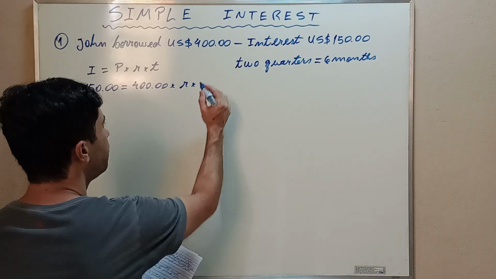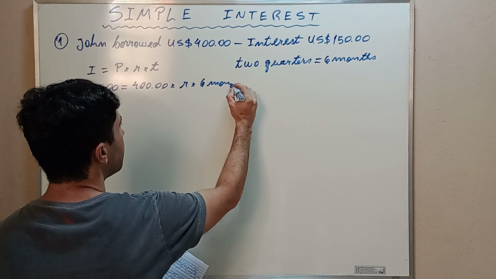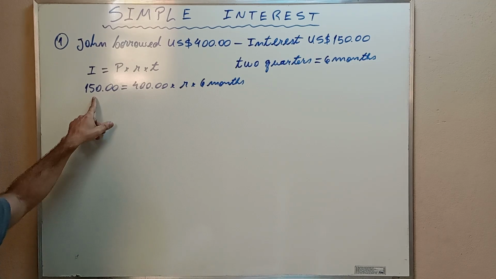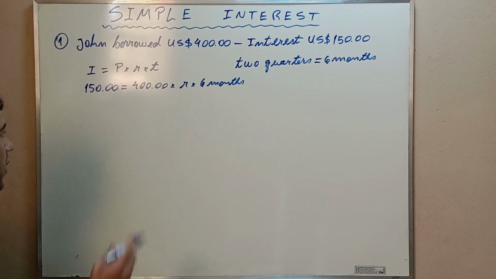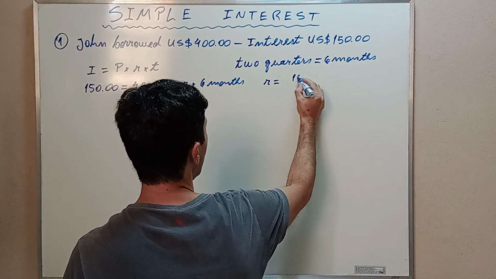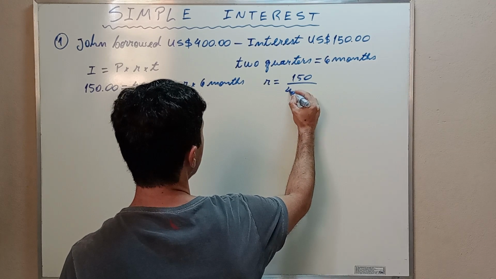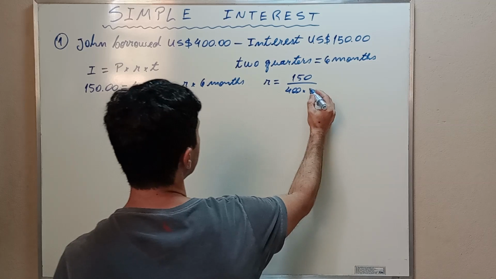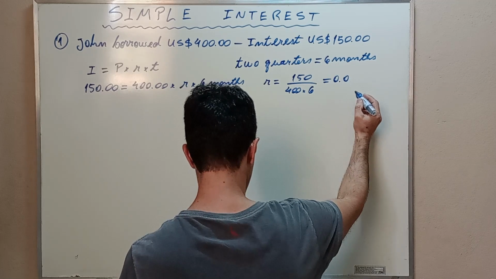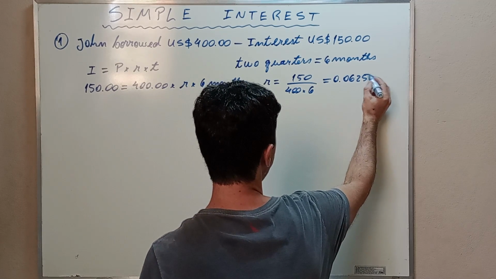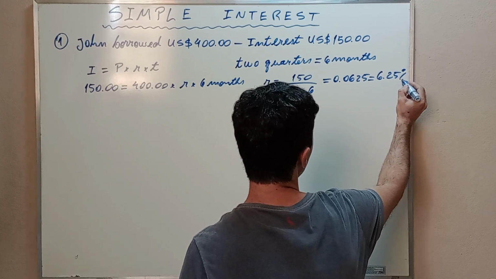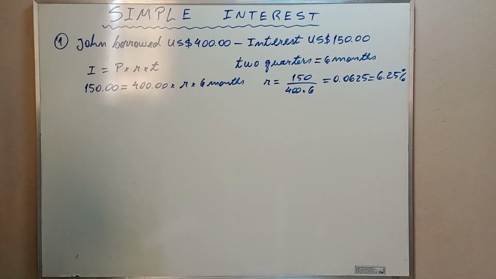Alright, so it is 6 months. Okay, we pass this and this, divide in 150, then we find R is equal to 150 divided by 400 times 6, and this is equal to 0.0625, which is equal to 6.25%. Okay? And what does it mean?